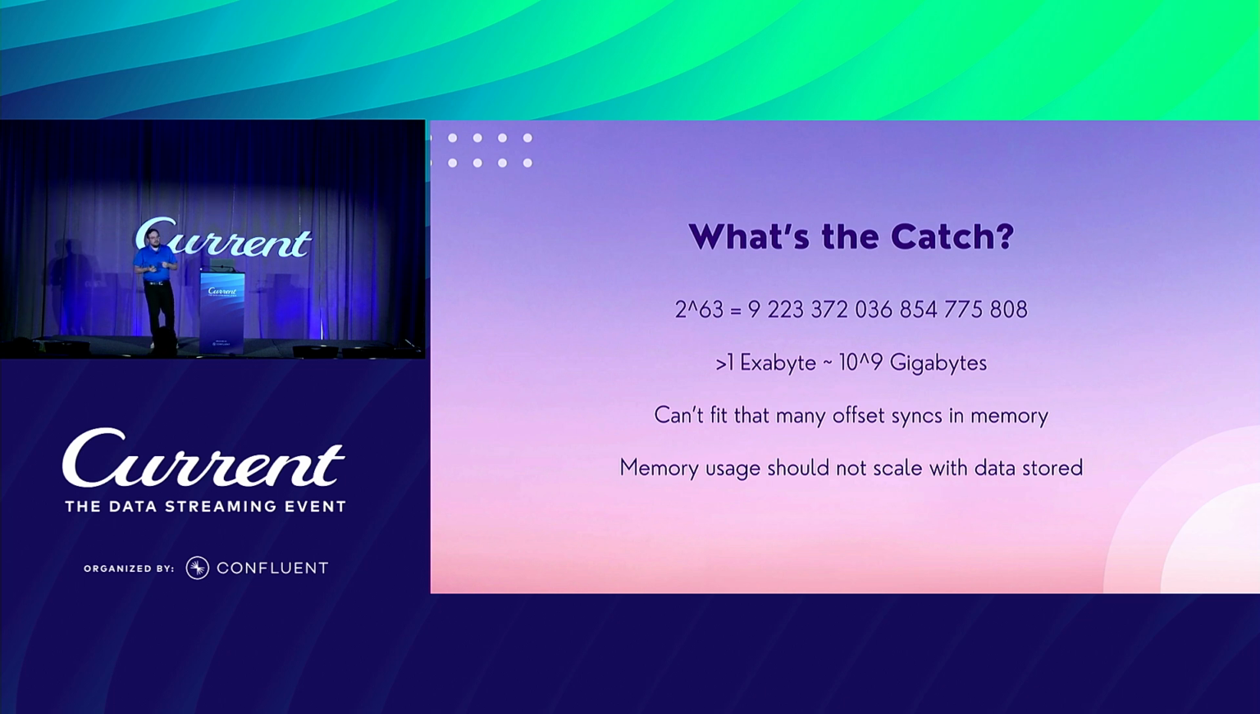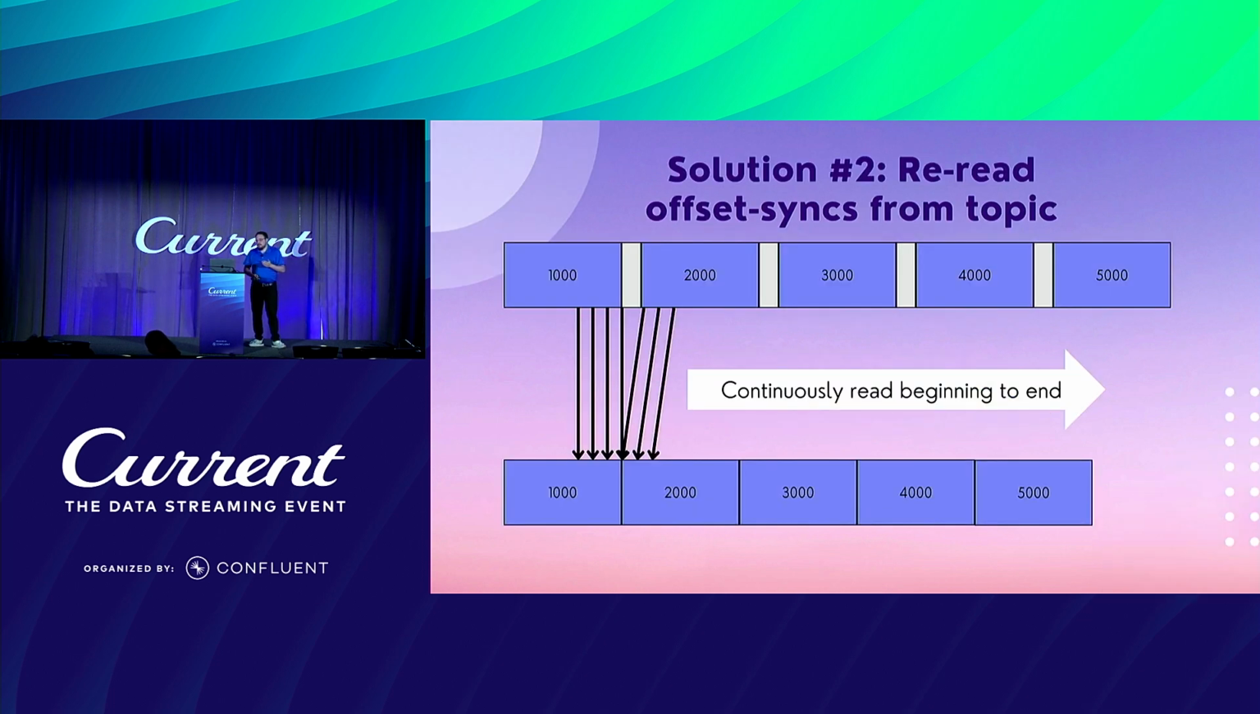But the more practical lesson here is that we don't want our memory usage to scale with how much data we have stored. That would be bad architecture, so we can't do it. So storing every offset sync is out. We have to store fewer. The next natural thing to talk about is to try and avoid storing all of that data in memory and rely on our persistent storage in Kafka to read it to us on demand.